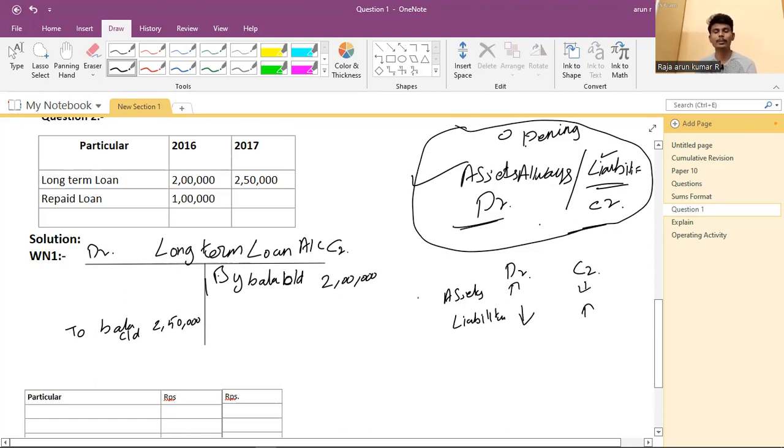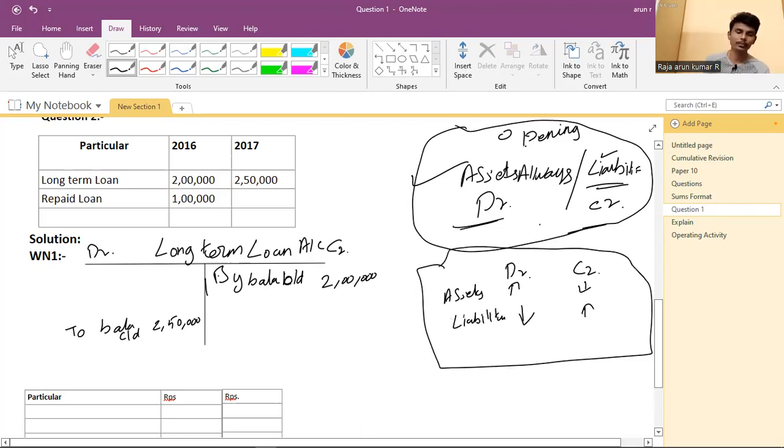Okay, this is the logic, you just understand it. If you can understand this logic, you can apply it in the payments and receipts of assets and liabilities.